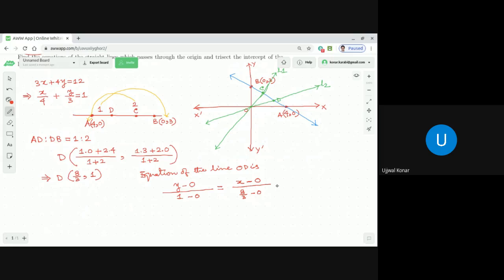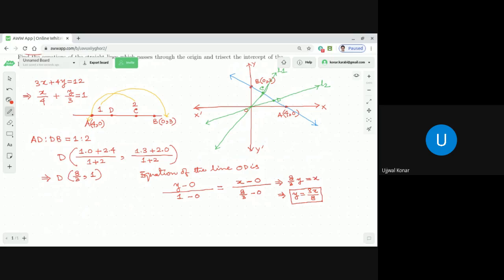So we can simplify further and we'll get 8 by 3 into y is equal to x. So that implies y is equal to 3x by 8. This is the equation of one straight line. I hope it is clear, dear students. In a similar manner, we can find the coordinate of the point C as well. Now, if you look at the coordinate of the point C, there are two ways you can find it.